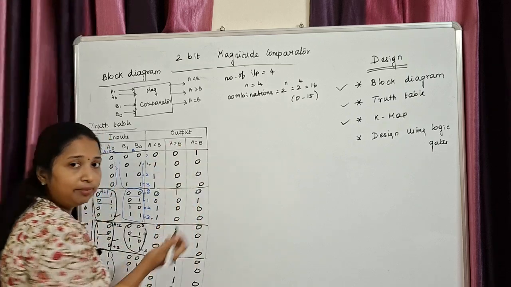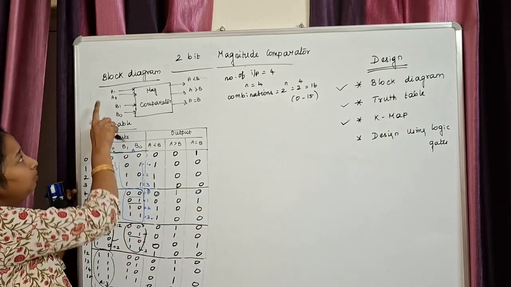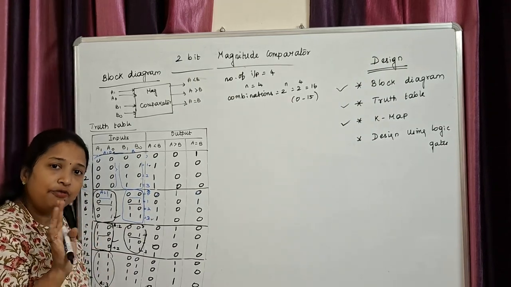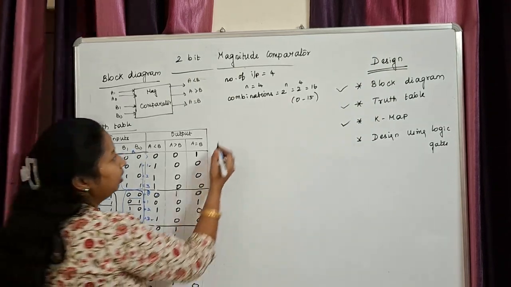Clear? And which variable K-map you'll be requiring? How many input bits we have got? 4 input bits. So, which variable K-map you'll be using? 4 variable K-map. Clear? Now, let's do the K-map.